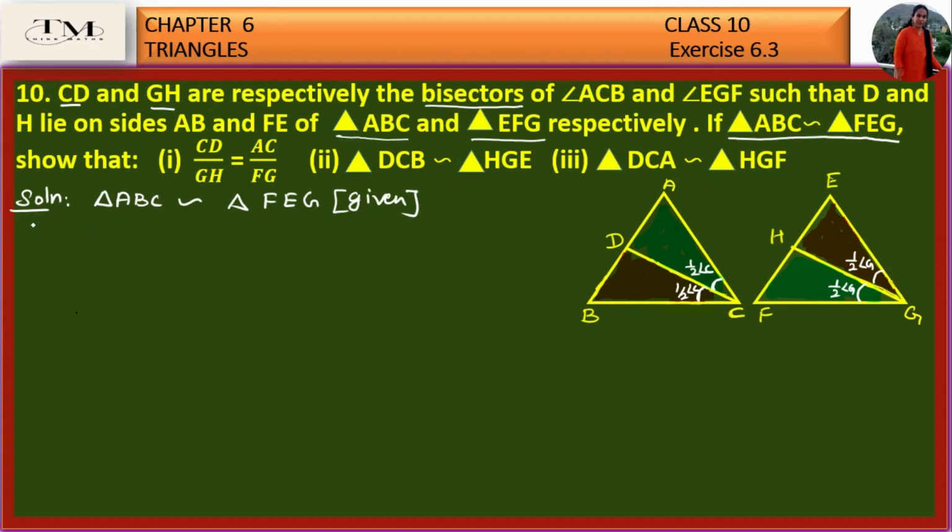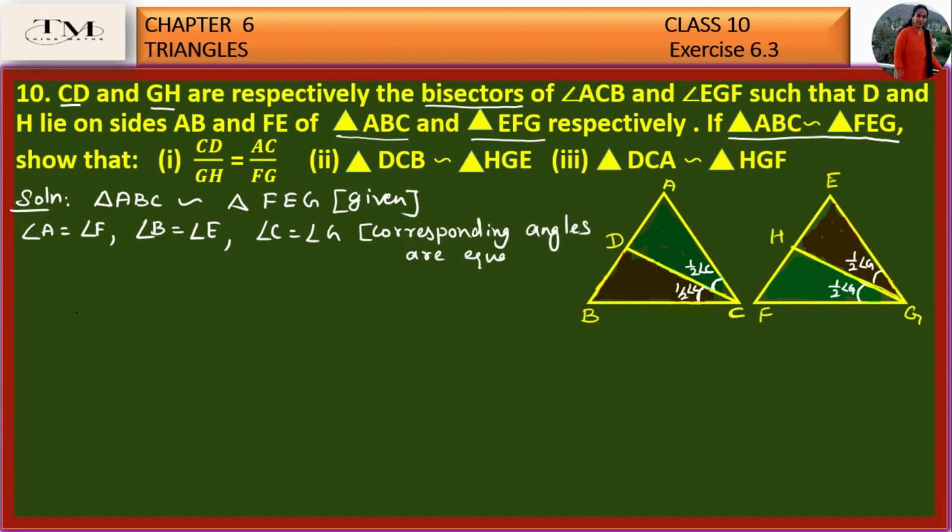So angle A will be equal to angle F. Then angle B will be equal to angle E. Angle C will be equal to angle G. This is because corresponding angles are equal in similar triangles. This is the reason. So now let us start the first part, the proof.